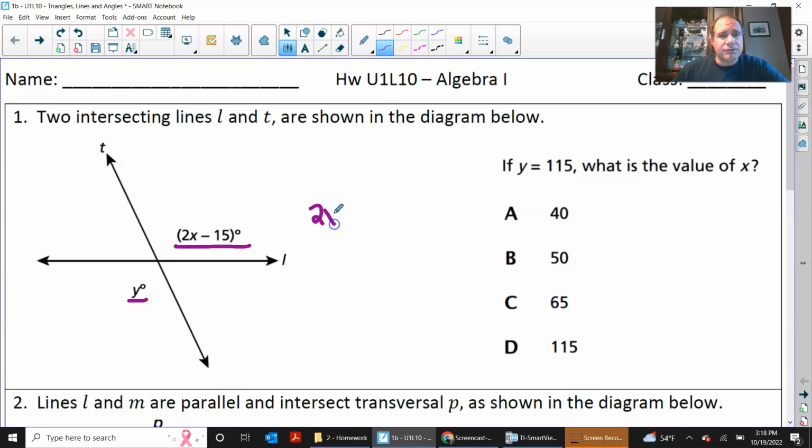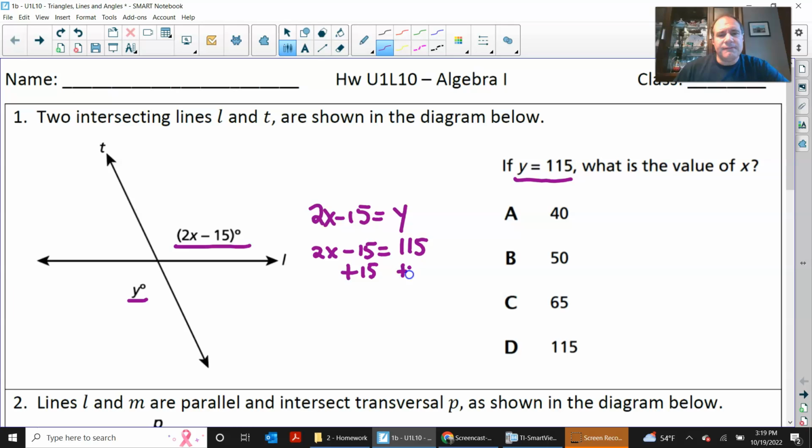So I'm going to start off 2x minus 15 equals y. But remember, you can't really solve an equation with two different variables. So in the question, they have to give you something else. And they do. It says if y equals 115, what is the value of x? So I'm going to go back to my equation and substitute for y the 115 that they give me.